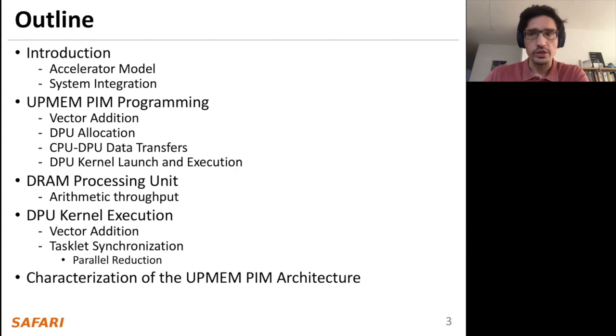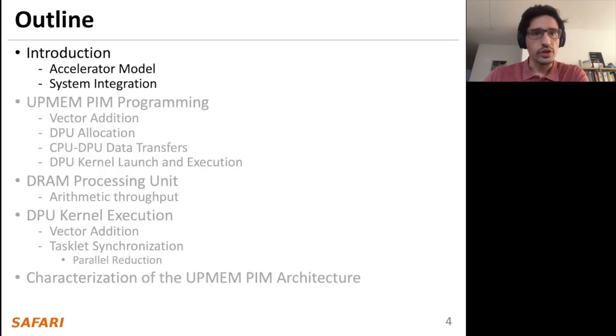This is the outline of the presentation. First of all, I will start by giving an overview of the architecture and the system integration, and then we will go into the details about how to program the architecture and what the different components that take part of this architecture are. And at the very end, I will briefly introduce the research work that we are doing. So let's start with the overview.